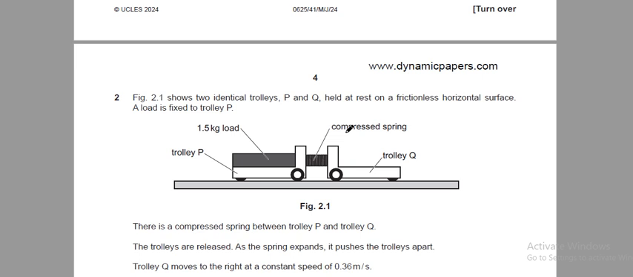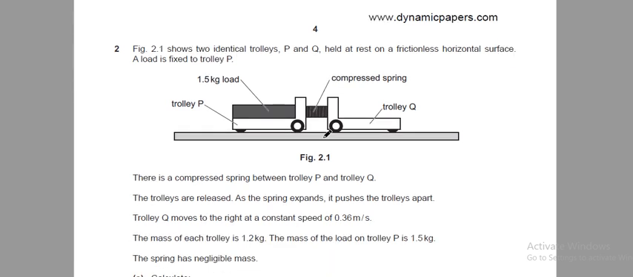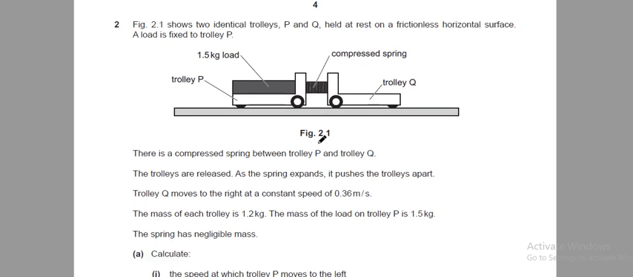The figure shows two identical trolleys, P and Q, held at rest on a frictionless horizontal surface. A load is fixed to trolley P. There is a compression spring between P and Q. The trolleys are released, the spring expands and pushes the trolleys apart. Q moves to the right at a constant speed of 0.36.